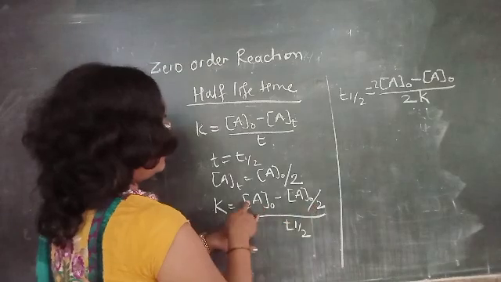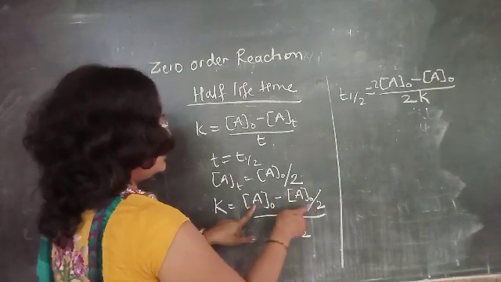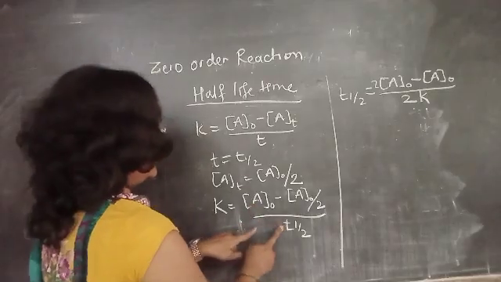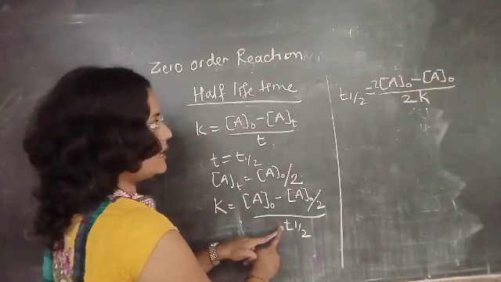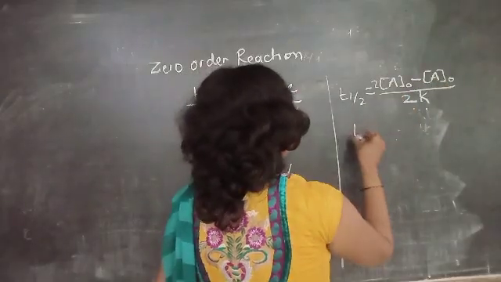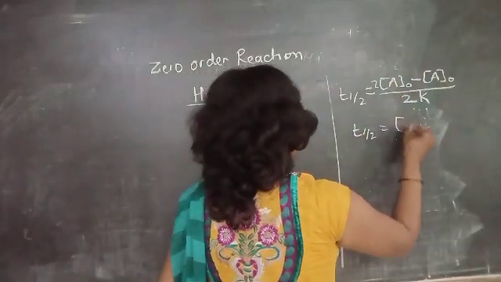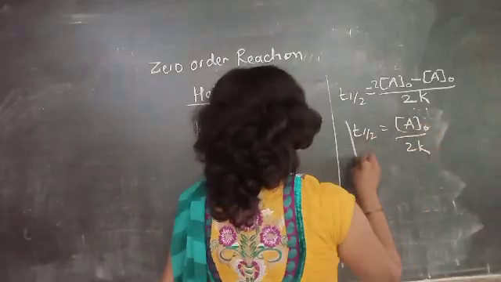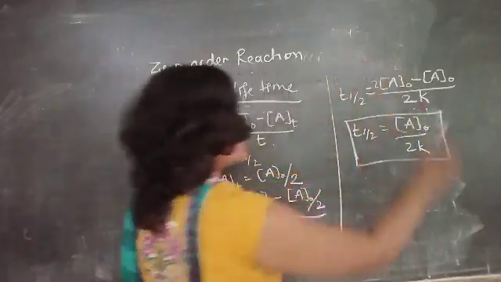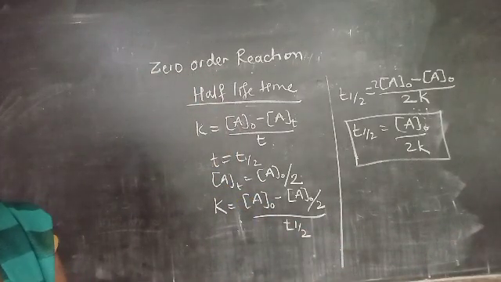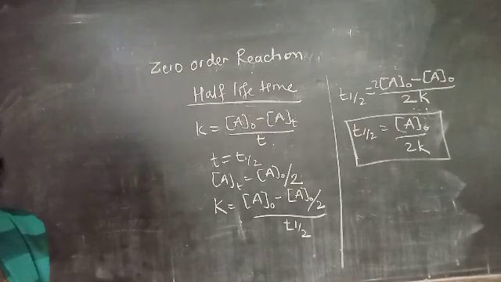We multiplied it by 2, so this is 2A0 minus A0, divided by 2. This comes to the bottom as multiplication, and in place of t half we brought k, and in place of k we wrote t half. So 2A0 minus A0, then t half is equal to A0 upon 2k, and this is the half life time for the zero order reaction. Okay, so this is about the half life time.